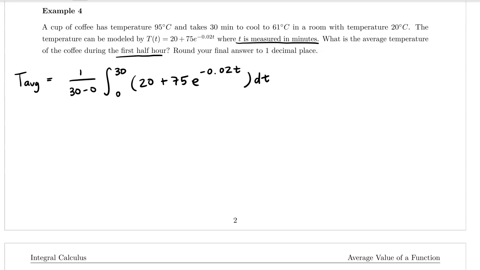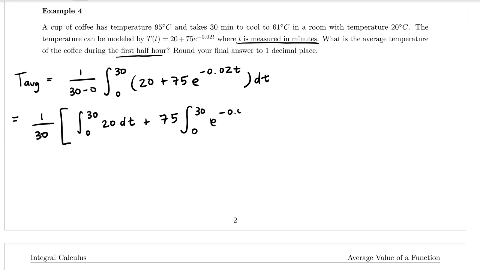So what I want to do now is split this up into two different integrals. I have 1 over 30, and then my first integral, using integral properties, I can do this. And then we have plus 75. I'm factoring that outside of my second integral. And now I have these two integrals that I want to solve.